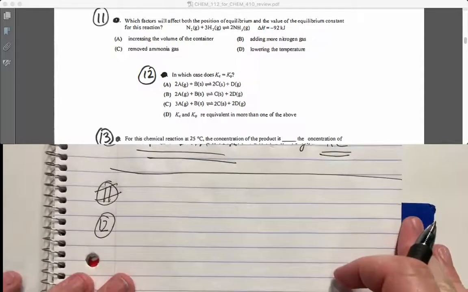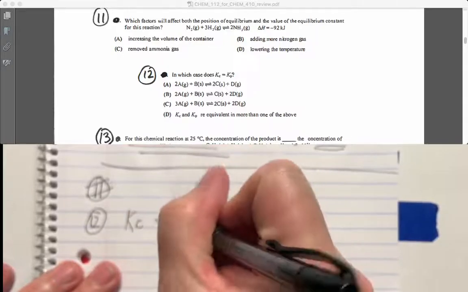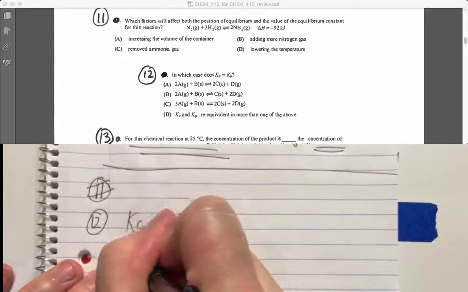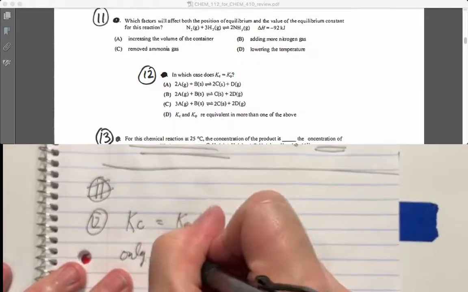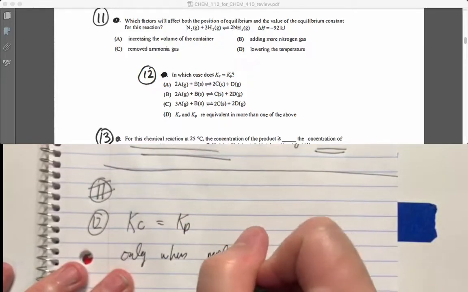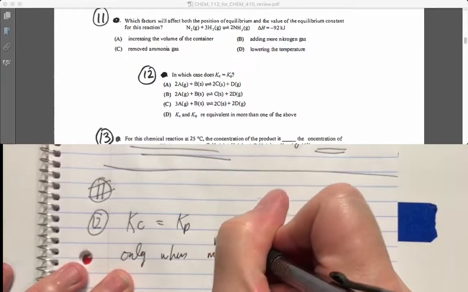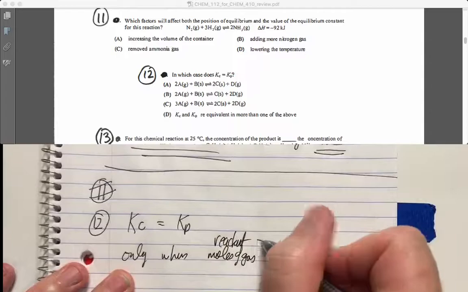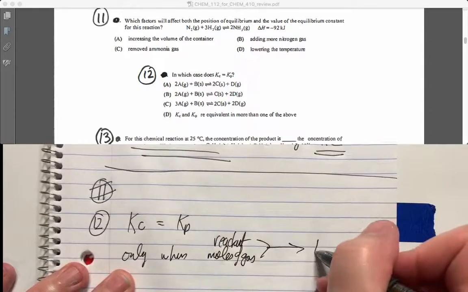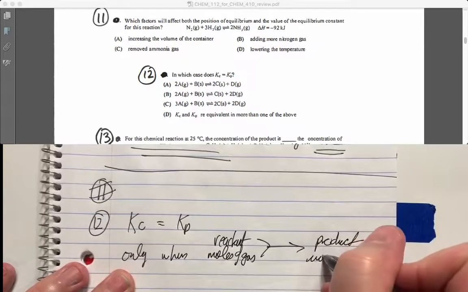Okay, and then number 12 here. So Kc equals Kp only when reactant moles of gas are equal to product moles of gas in terms of how many of them there are.